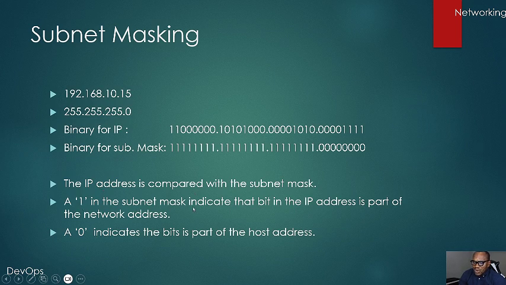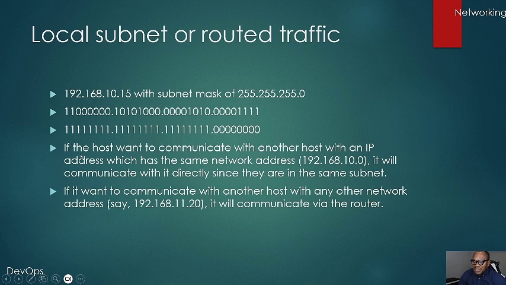So a 1 in the subnet mask indicates that the bit in the IP address is part of the network address. A 0 indicates the bit is part of the host address. Let's note that. If the host wants to communicate with another host with an IP address which has the same network address, it will simply communicate with it directly using the switch. But if it wants to communicate with another host on another network, it will communicate via the router. So that's that, and it will be able to identify if it is in its network or not using the subnet mask and the IP address.